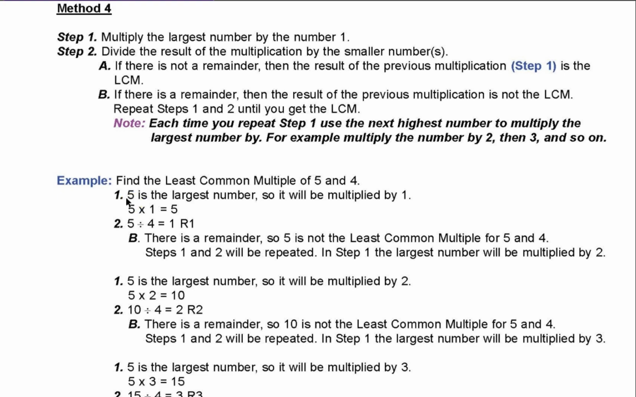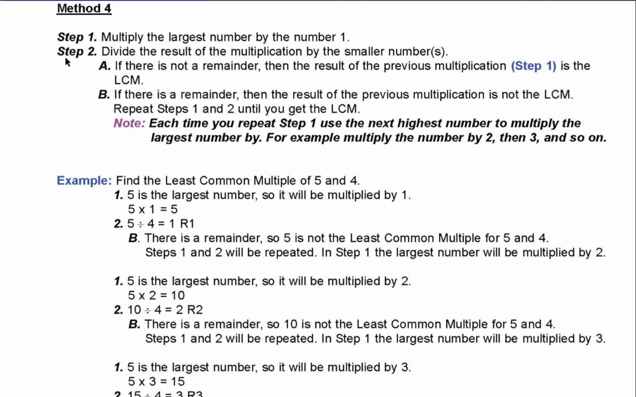Therefore, we will multiply 5 by 1. 5 is the largest number, so it will be multiplied by the number 1. 5 times 1 equals 5.